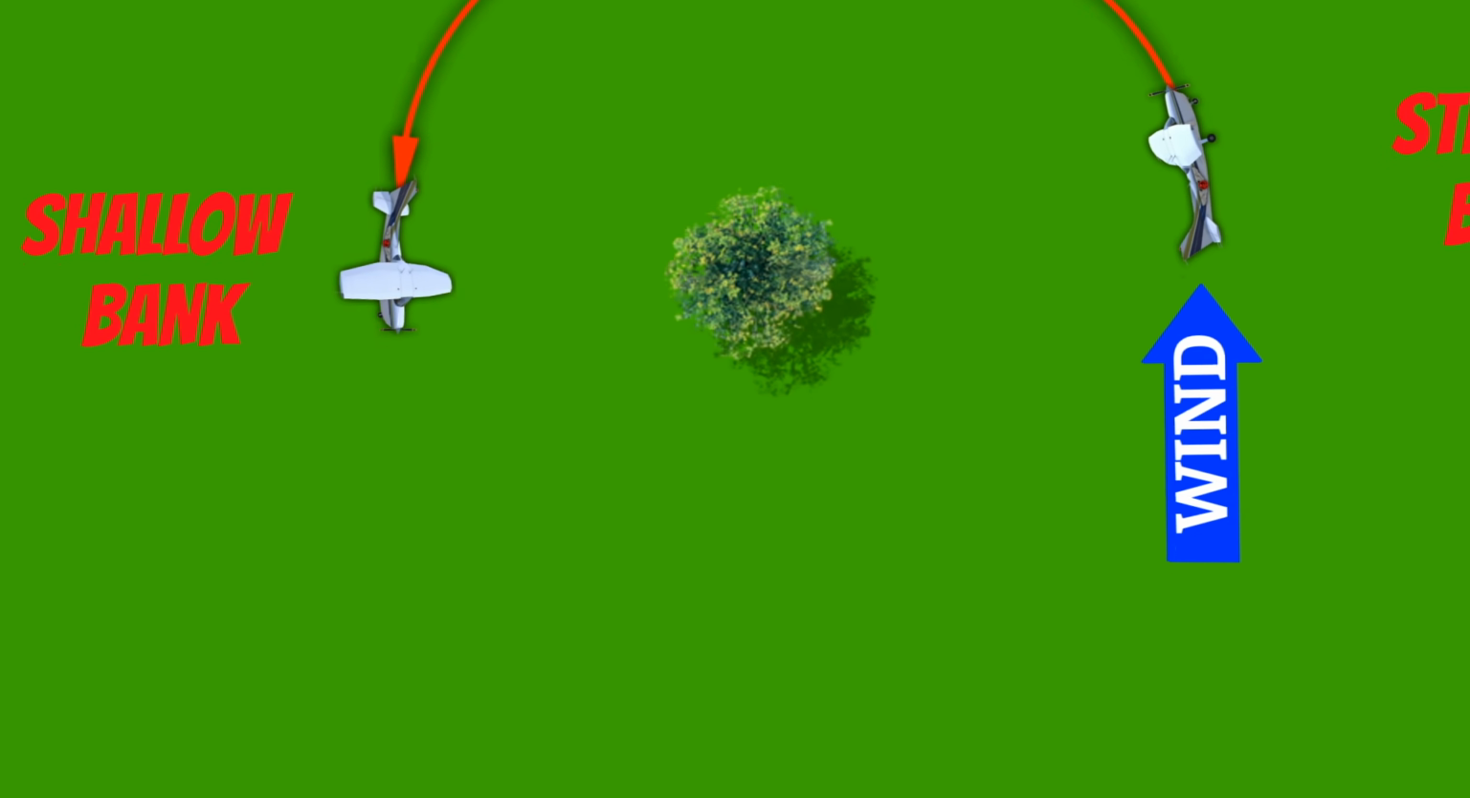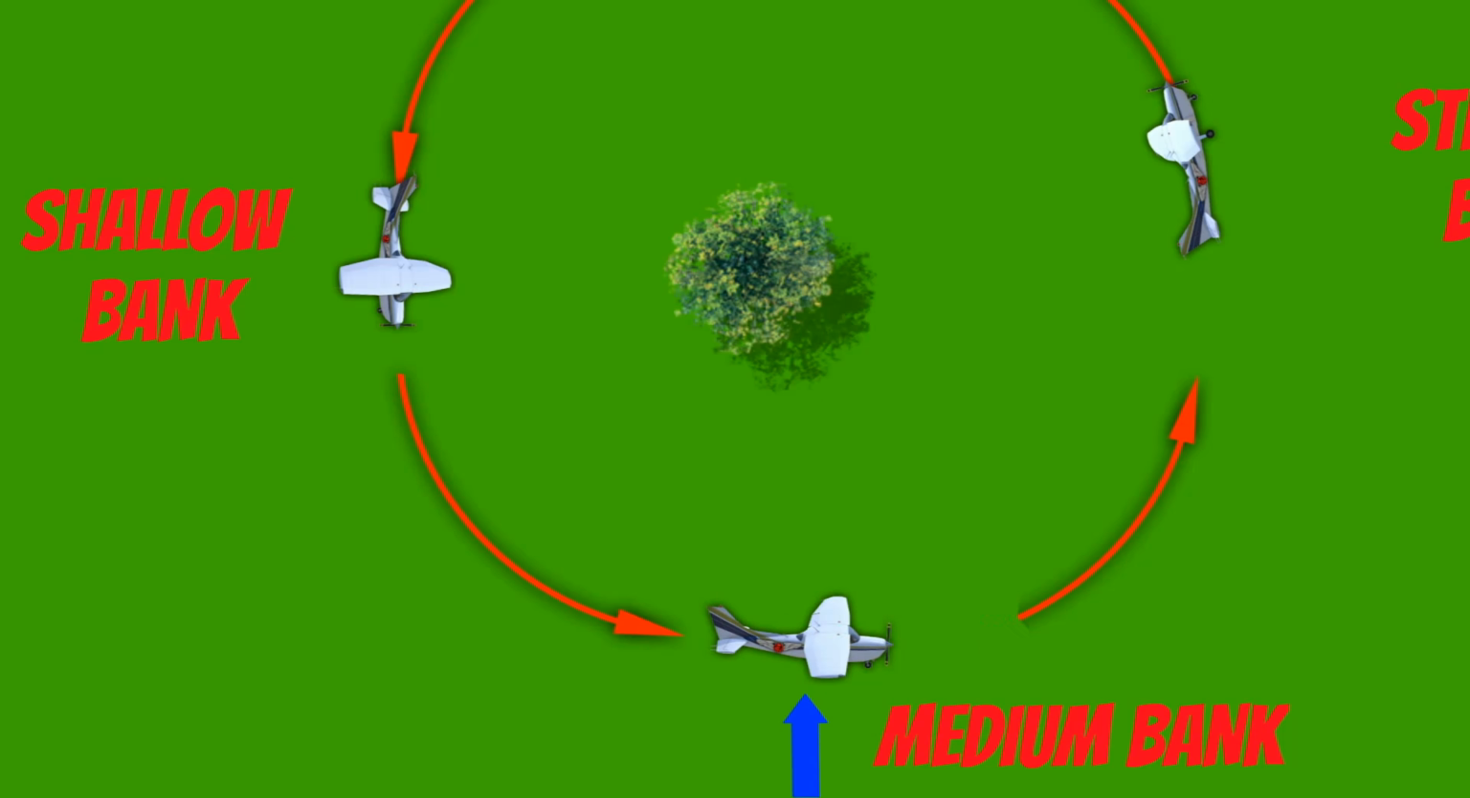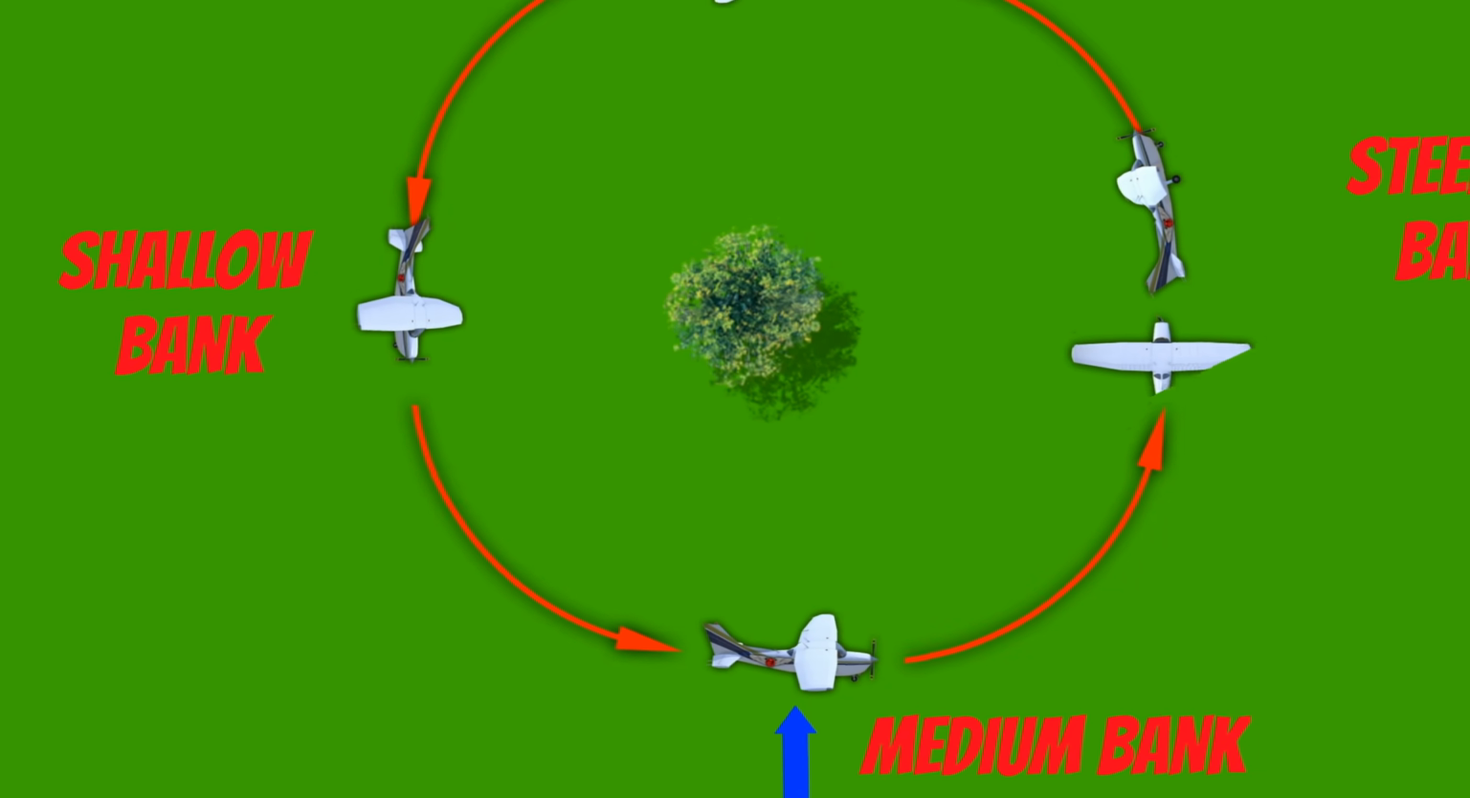But as we continue the turn from the headwind to a crosswind, we need to steepen that bank back up because once again we're getting pushed from the side. But this time, the wind is pushing us into our reference point, not away from it. So we want to continue that medium bank turn until we end up where we started.